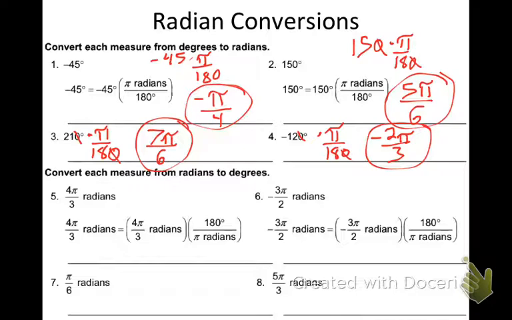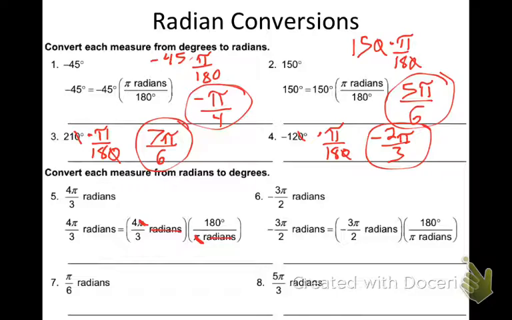Convert each measure from radians to degrees. Now I'm going to go the other way. Okay, so basically, to go to radians, you're going to divide by 180 and tack on pi. To go to degrees, now I'm going to multiply by 180. And why am I multiplying? Again, my pi's cancel out. Okay, radians cancel out. You're good there.